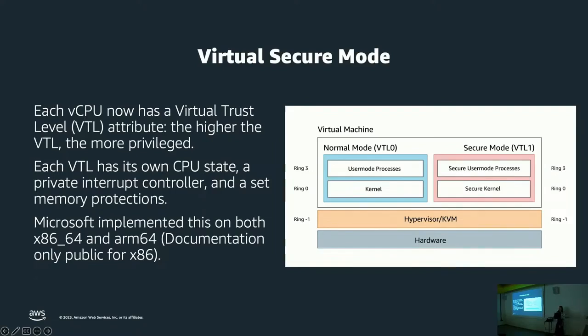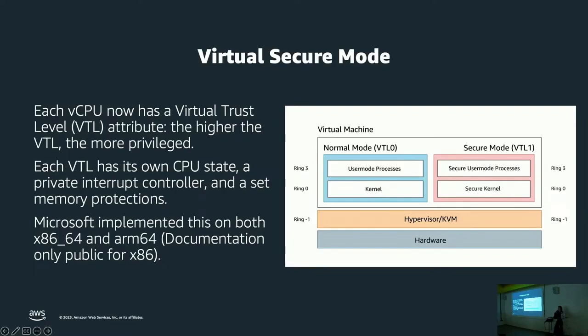The Hyper-V spec defines up to 16 VTLs, but in practice, we've only seen VTL 0 and VTL 1 being used. VTL 0 would be the normal mode, and VTL 1 is the secure mode. VTLs are orthogonal to ring levels. So when you have two VTLs, you still have your kernel and user modes, but the VTL 1 kernel is different from the kernel that runs in normal mode. So it's a small, secure kernel.